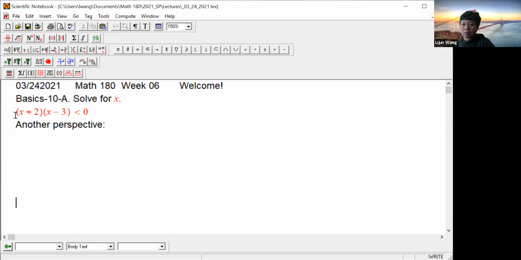Okay, what is the other perspective? We're still talking about function. The other perspective is that you see x as input given to this rule, and I view this as a function. This is my function, and the output is, of course, that.